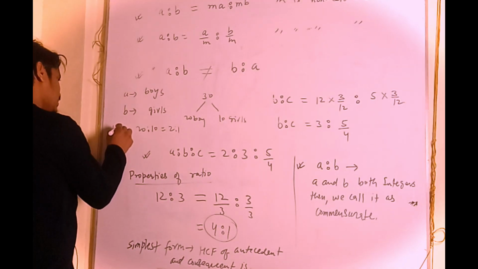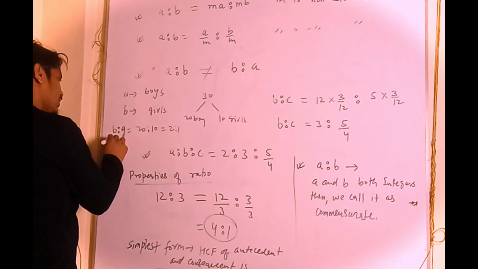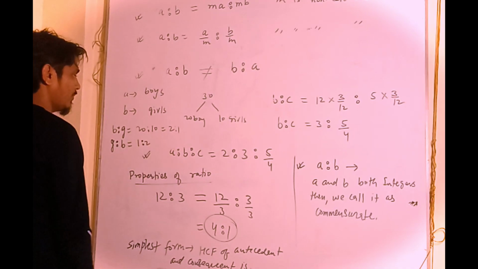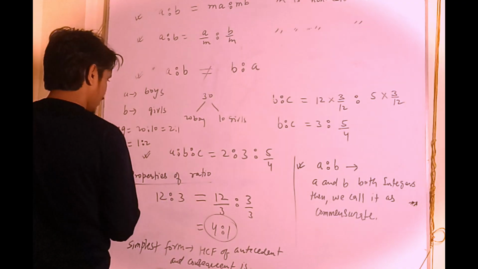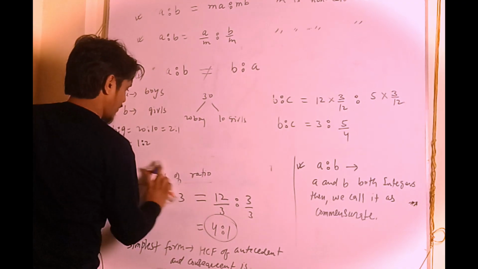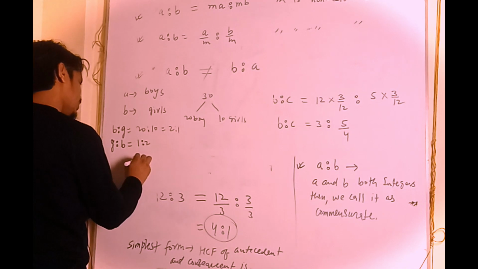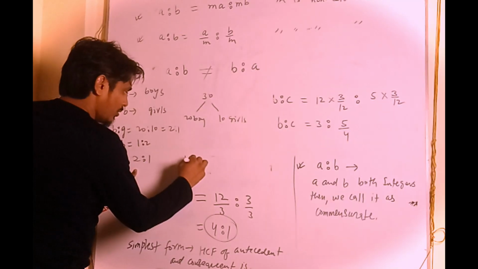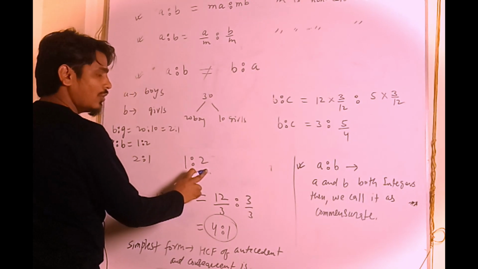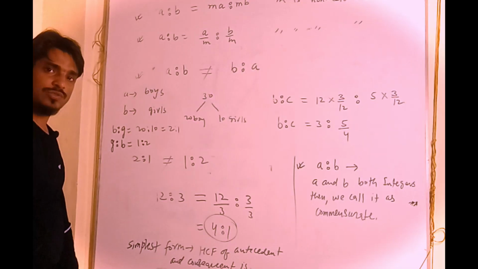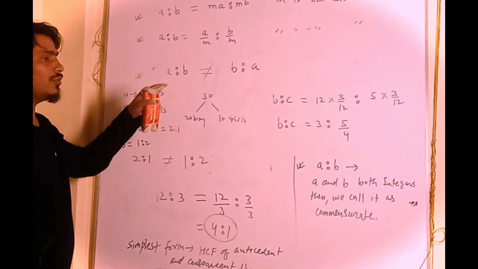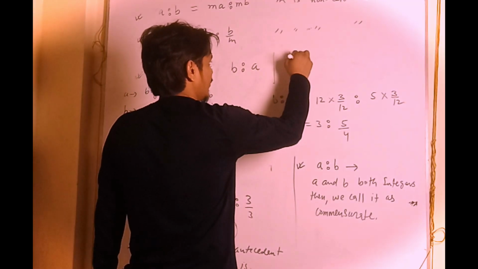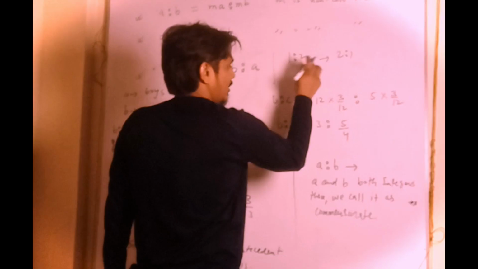But if we write girls to boys, then this will be 1 to 2. Here you can see that 2 to 1 indicates boys to girls, but 1 to 2 indicates girls to boys. So these two are not the same. Order in ratios matters. You should not think that 1 to 2 is the same as 2 to 1. This is completely different.